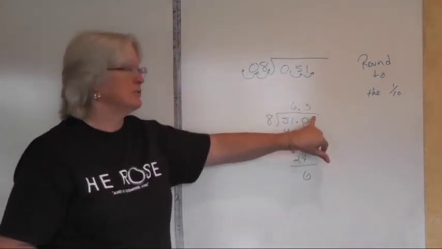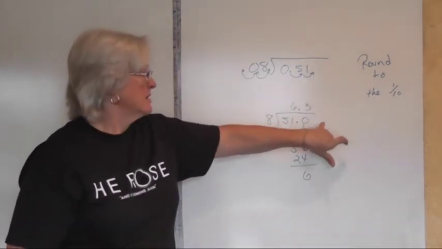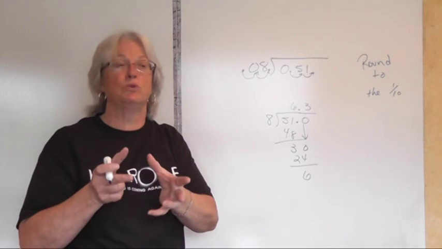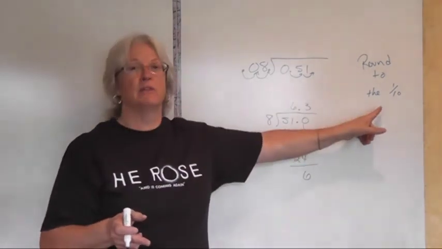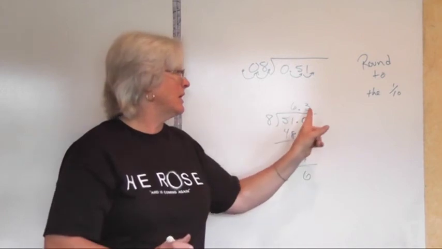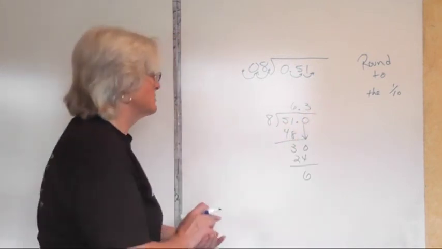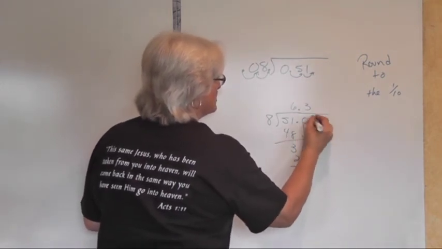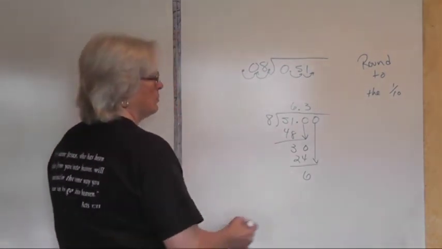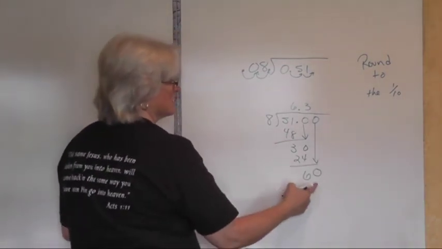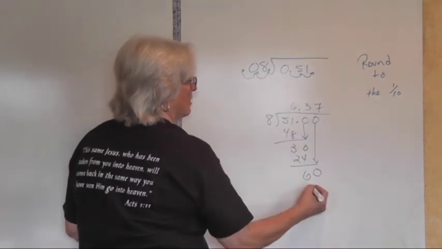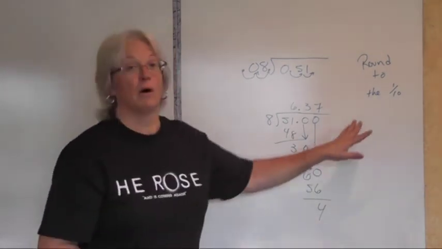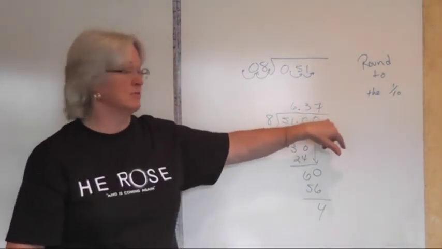The problem says round to the nearest tenth, and we've got this. This answer here is 6 3/10. Yes, it's 6 3/10, but you have to be able to round this number to the nearest tenth. Remember, when you're rounding something, you have to go one place to the right of it. So we're going to have to add one more 0 so that we can divide one more time. 8 times what is 60? 7 times 8 is 56. We have a remainder of 4. Are we finished now? We have 6 37/100.